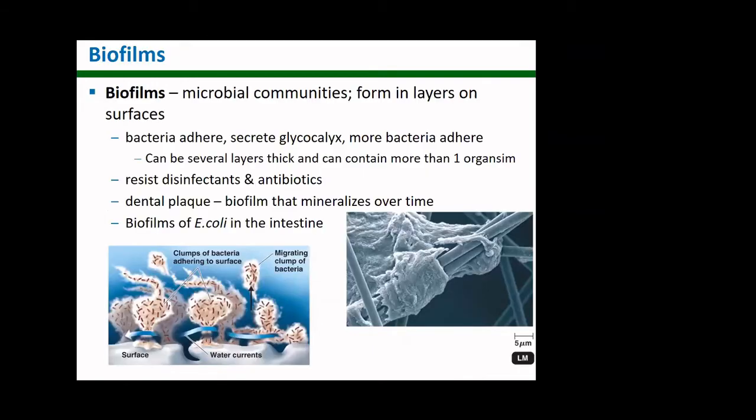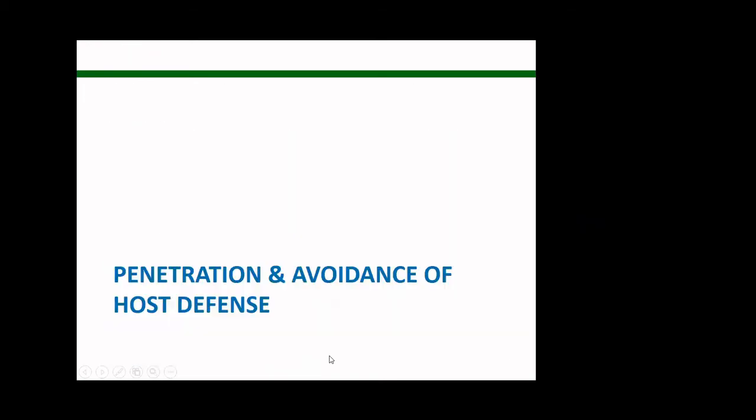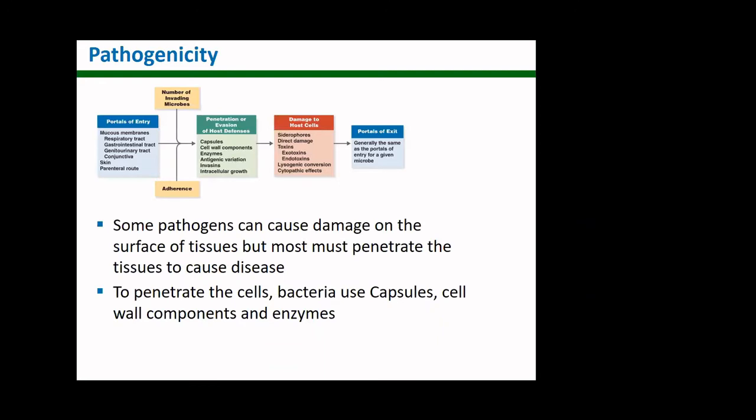All right, so we have to bring up biofilms again here. Biofilms are very good at adhering to a surface, right? So the bacteria adhere themselves, they secrete the glycocalyx, and then more bacteria adhere. It can be several layers thick. It can contain lots of different species of bacteria. They're resistant to things like disinfectants and antibiotics. We know that already. E. coli can also make biofilms in the intestines. That's just one example.